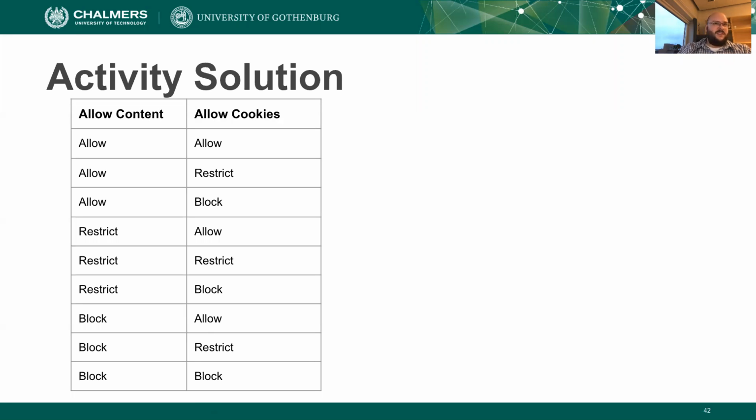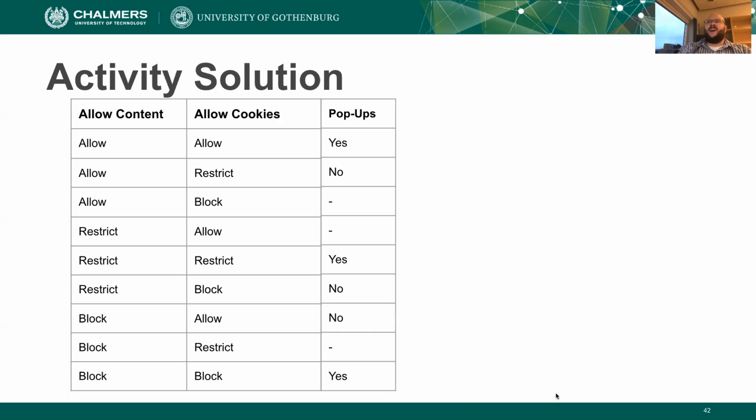Okay, great. Now what we need to do is add in a third variable, and we'll add in pop-ups. Pop-ups has 2 values, yes and no, and we want to cover all combinations of pop-ups with allow content and pop-ups with allow cookies, and fill this in in such a way that we don't have to add any more test cases. And that's quite easy to do. So we have allow and yes, allow and no, restrict and yes, restrict and no, block and no, block and yes. This also covers allow and yes, allow and no, restrict and yes, block and no, block and yes. And then we have 3 where so far we don't care about the value of pop-ups, so some of those might get filled in later on.